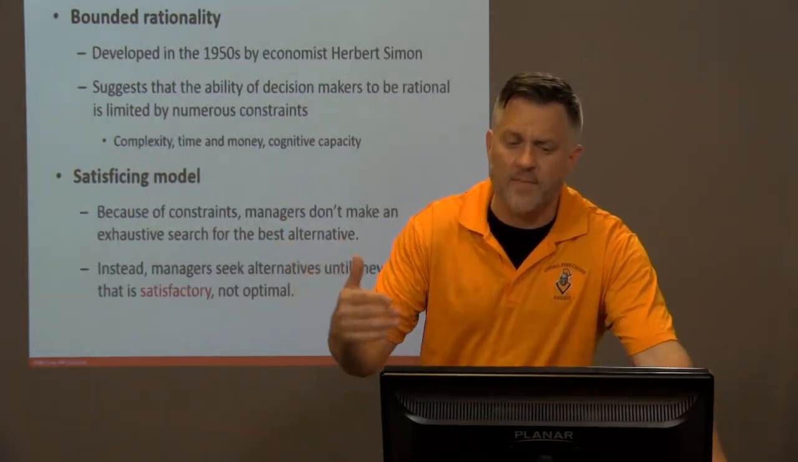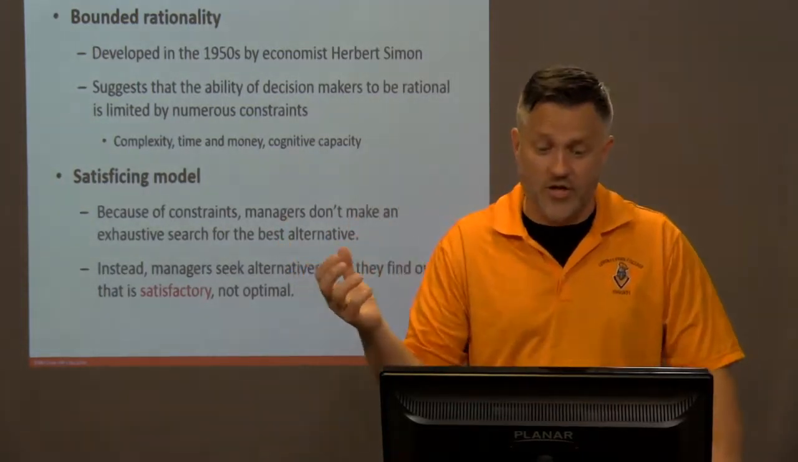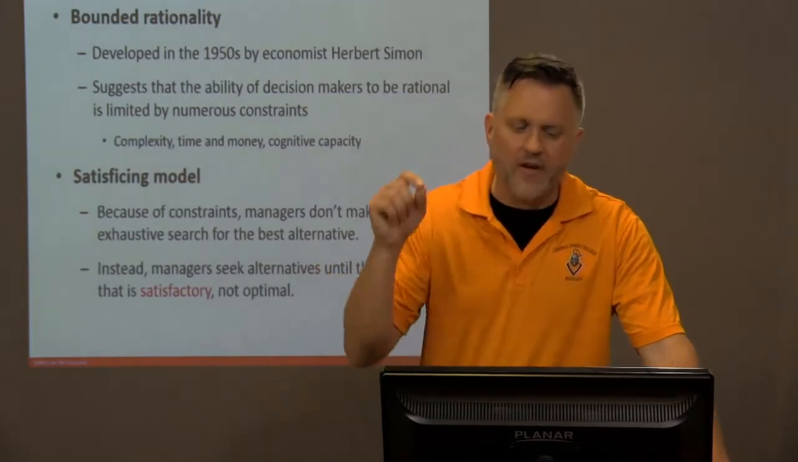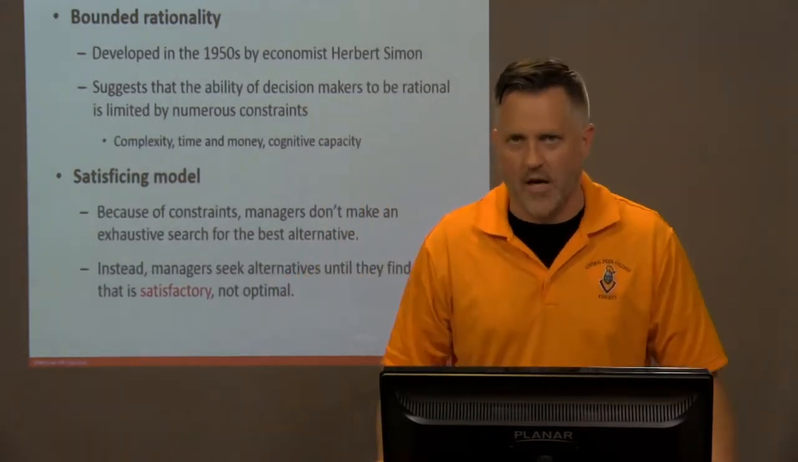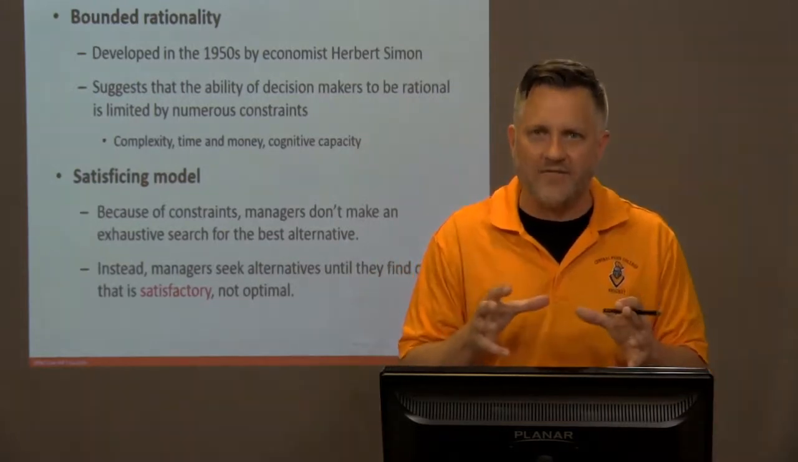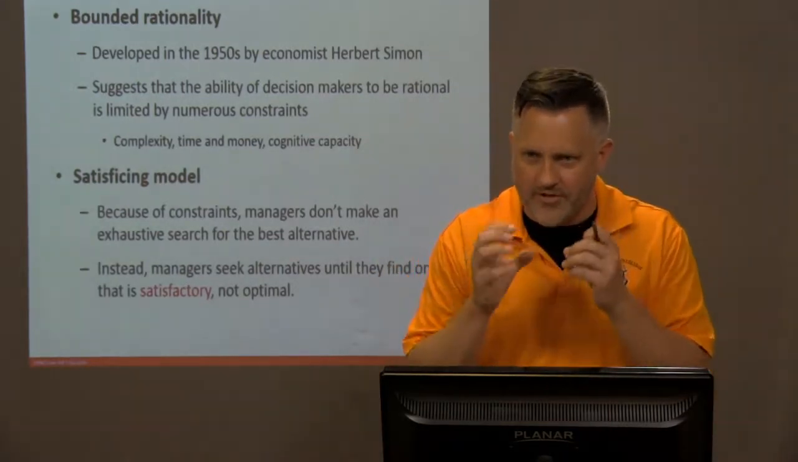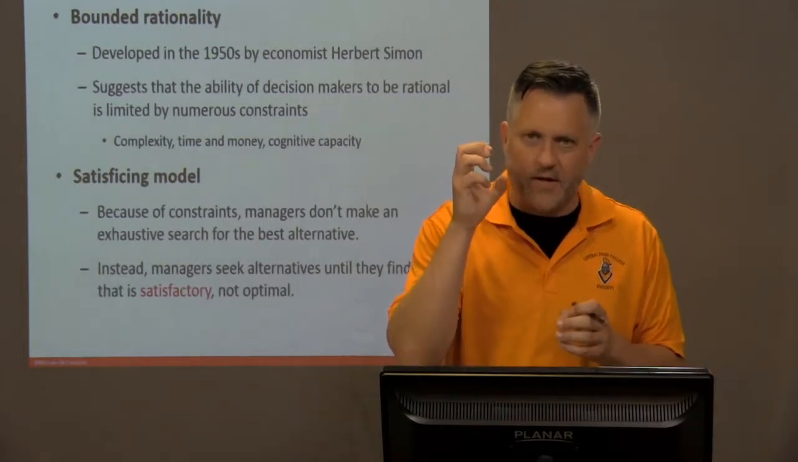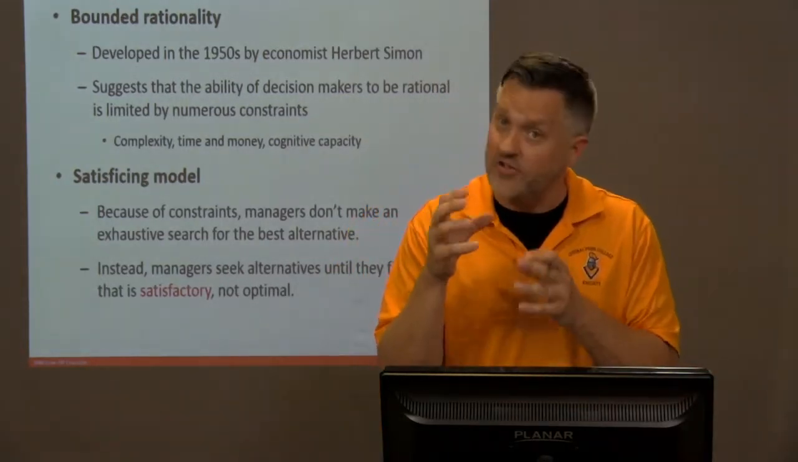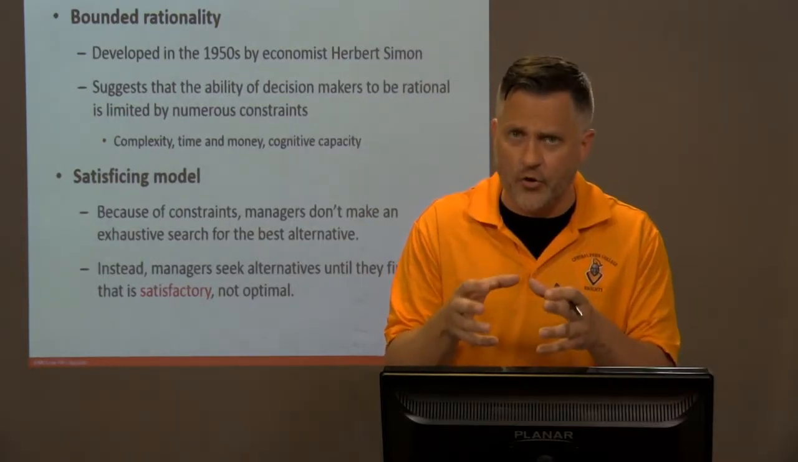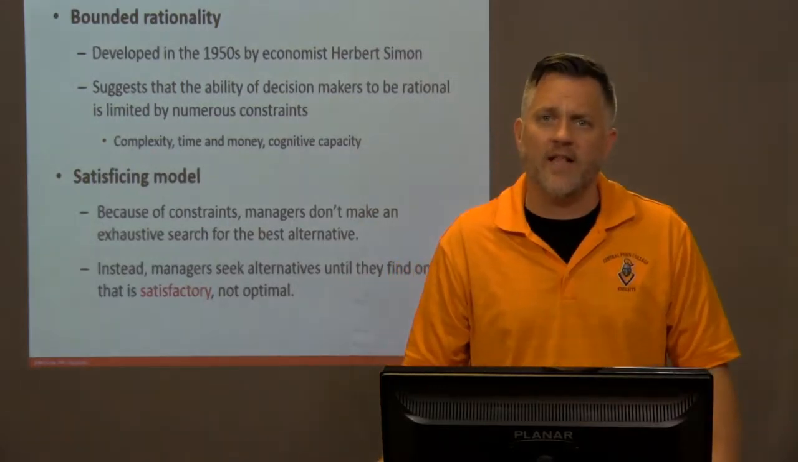So because of constraints, managers don't make an exhaustive search for the best alternative. Instead, managers seek alternatives until they find one that is satisfactory, not optimal. So satisficing is where I'm doing it because that's all I can process, and this one seems okay. It's not optimal, but it seems like it'll do, and I'm going to make the decision based on that.